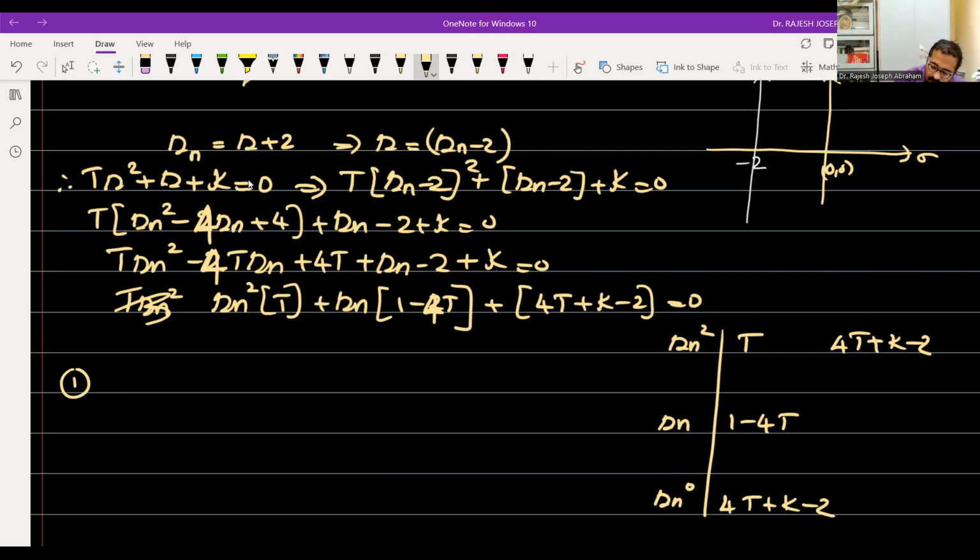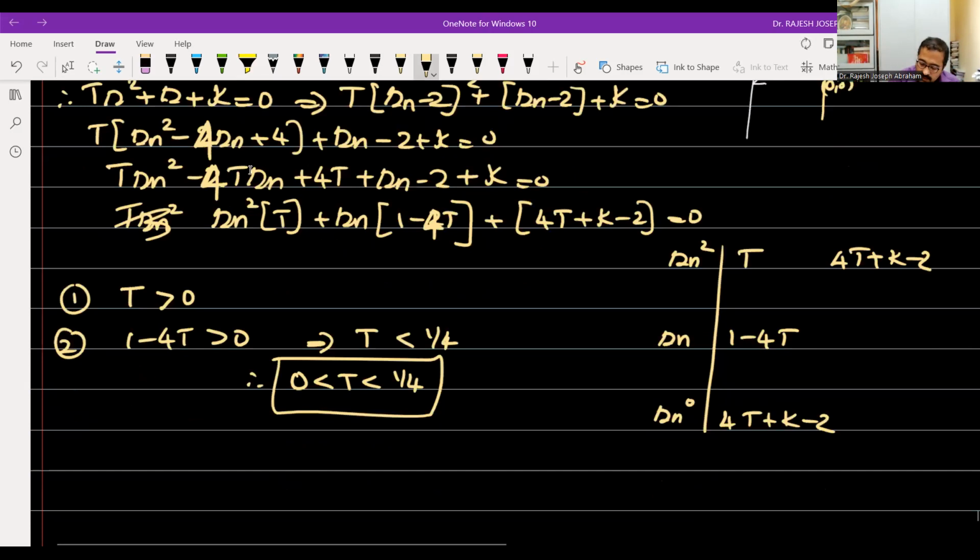Okay, so what's the condition 1? t should be greater than 0. What is condition 2? 1 minus 4t greater than 0. So 1 minus 4t greater than 0 means what? t should be less than 1 by 4. Okay, so t should be greater than 0 and t should be less than 1 by 4. That is the condition for t. Okay, therefore, t should lie between 0 and 1 by 4.